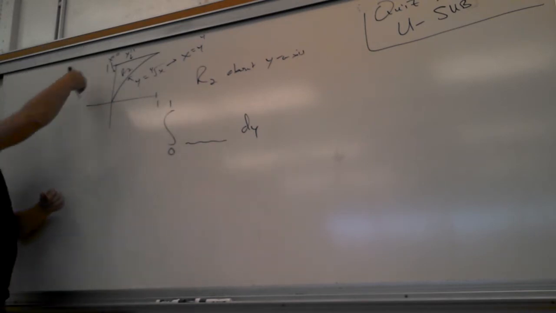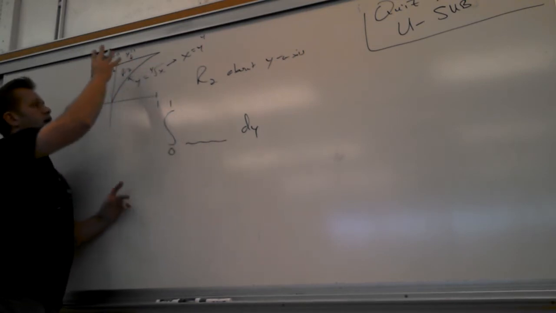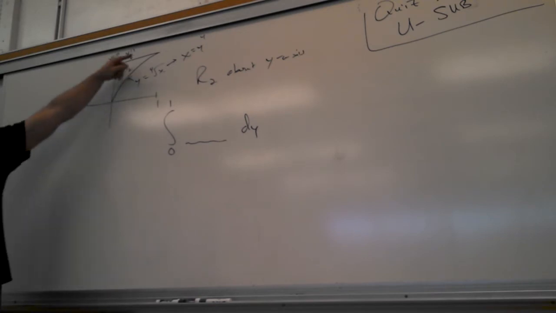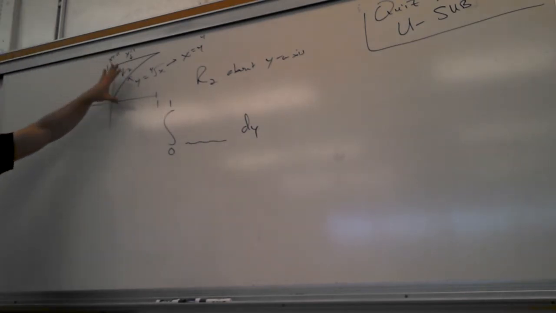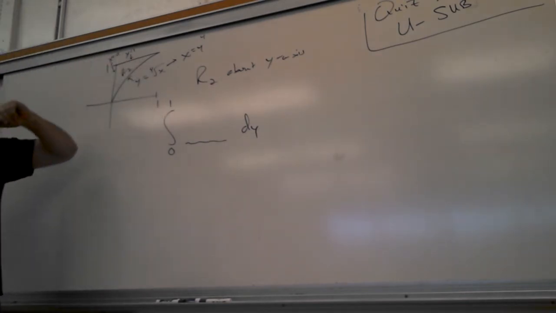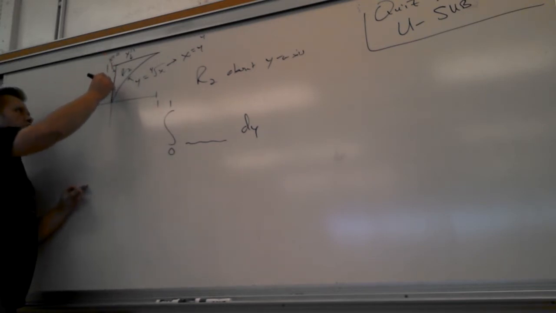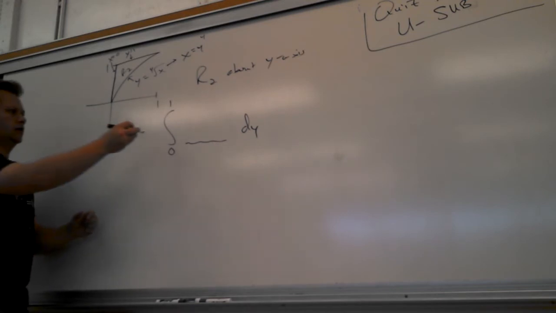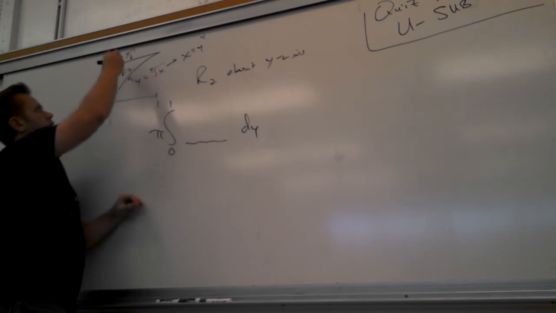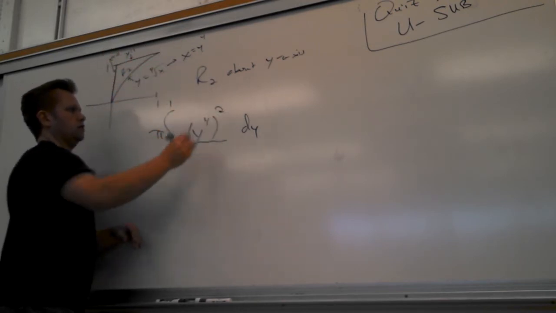Then I'm going to pick up my disks. This is not a washer problem. If I rotate this region around the x-axis, that'd be a washer because there's a disk I have to cut out. But here it's flush with the y-axis, so I don't have an empty spot. So I have pi. What's the radius? y to the fourth. So y to the fourth squared is y to the 8th.